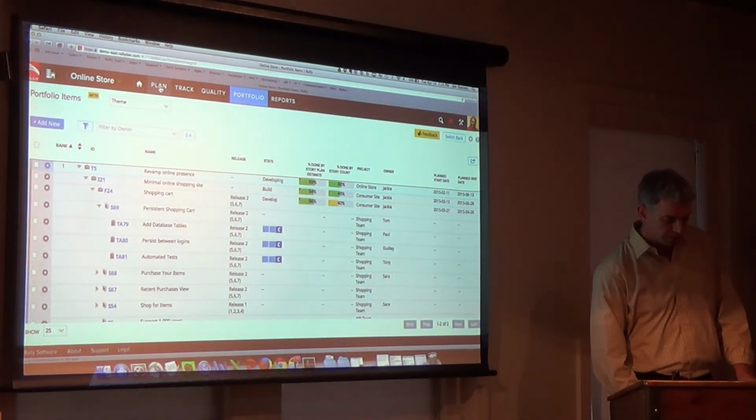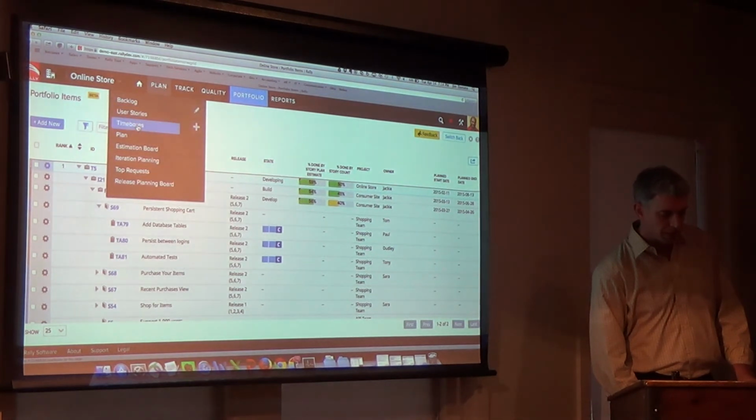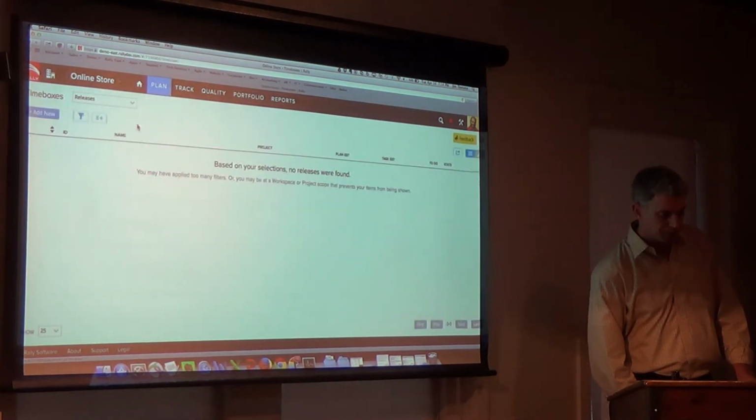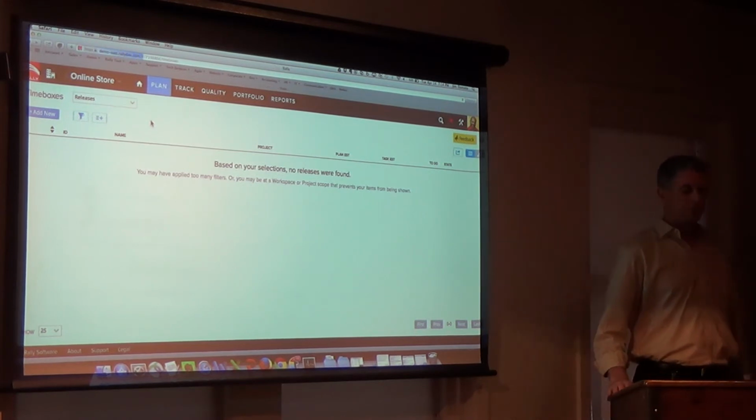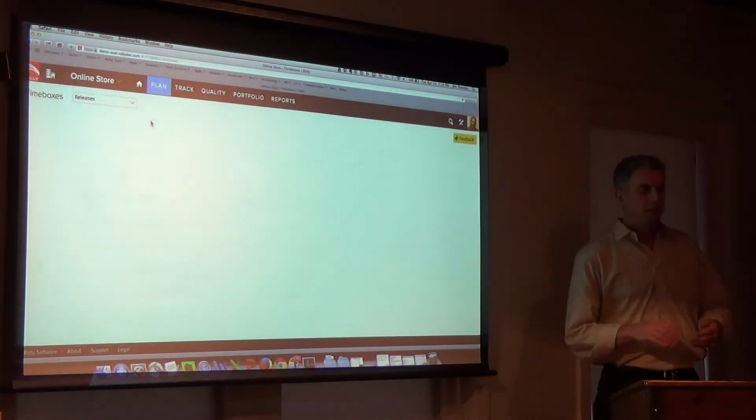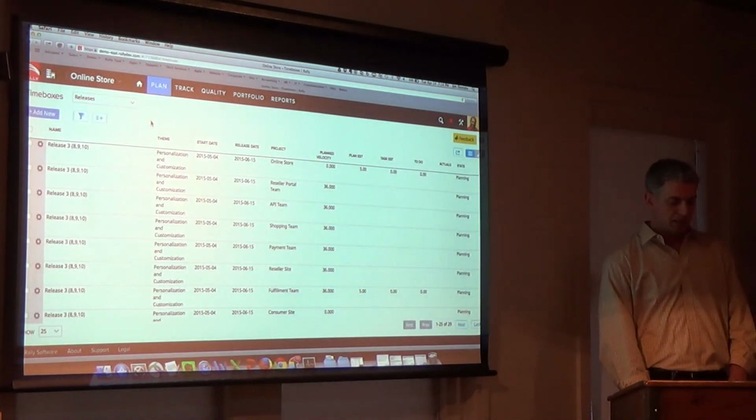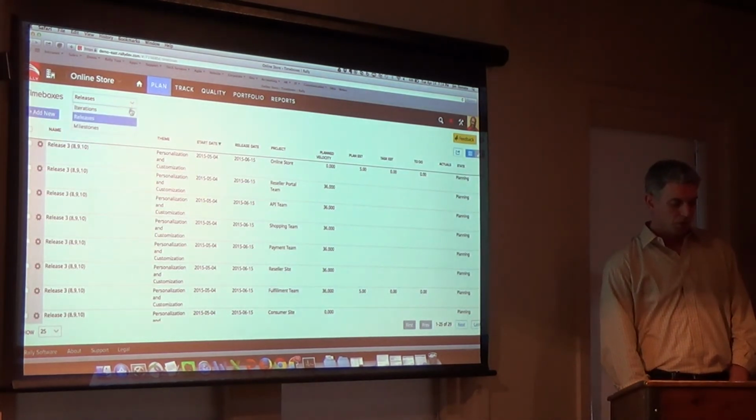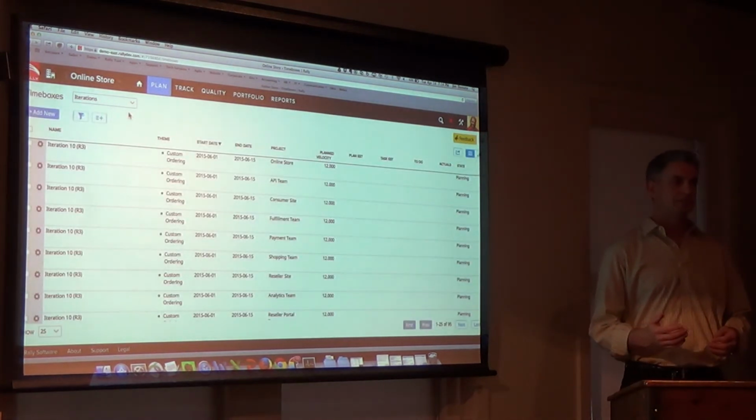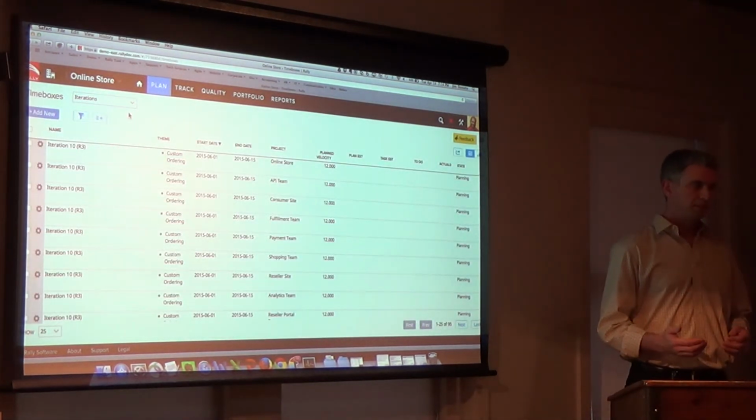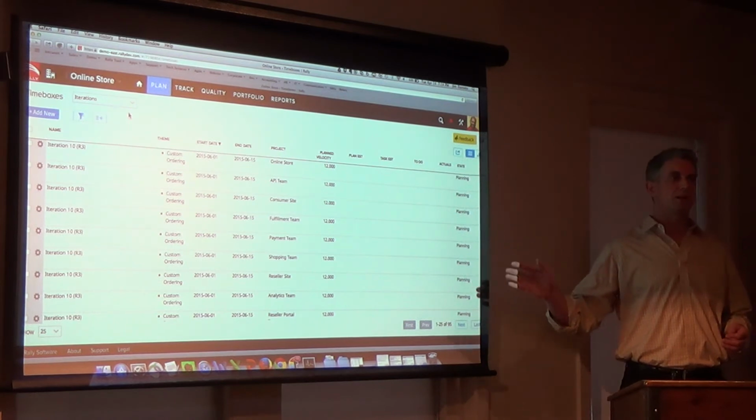The next lever is related to time. There's a couple of different ways to think about time. The smallest time box is an iteration, or a sprint. In Rally, we consider those to be synonymous.